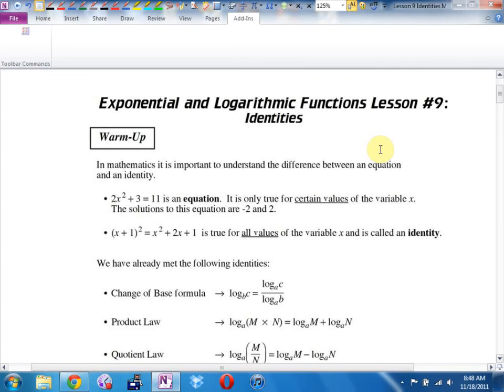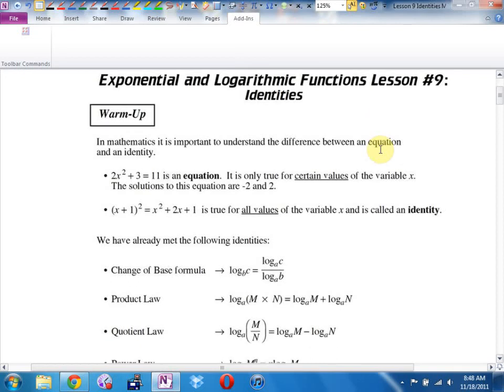So, identities. It says, in mathematics, it's important to understand the difference between an equation and an identity. This is an equation, and the reason it's an equation is only a few values of x satisfy it. You could solve it, the values are negative 2 and positive 2.